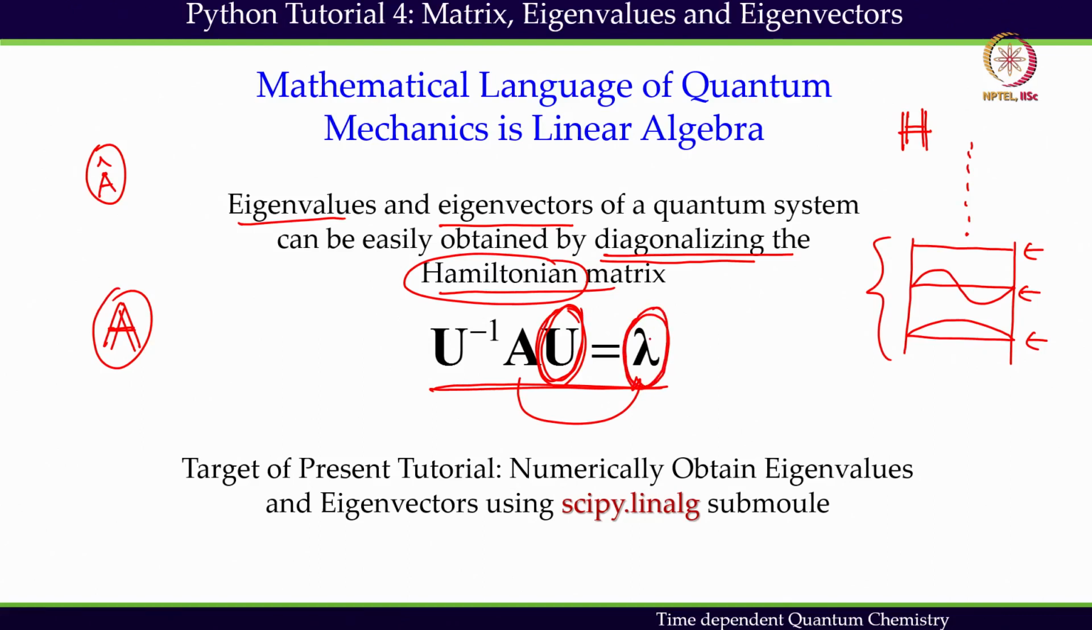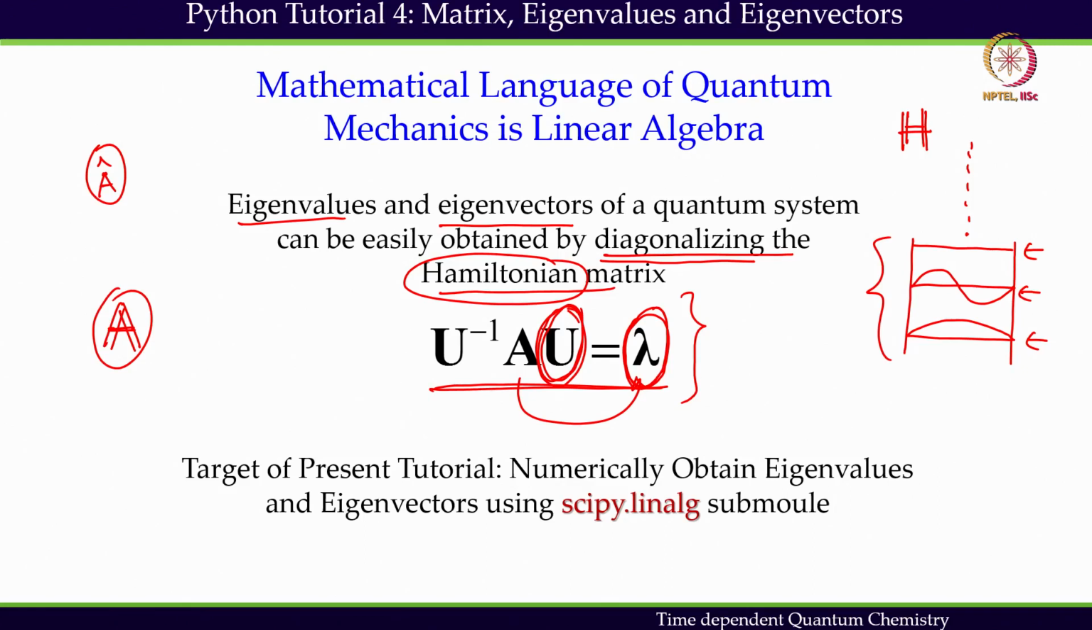So, all information will be just clubbed together, arranged together in these two matrices. And if we perform this unitary transformation, whose origin we have studied already, this linear transformation, then we get the diagonal form, or diagonalize the matrix, and we get eigenvalues and eigenvectors.